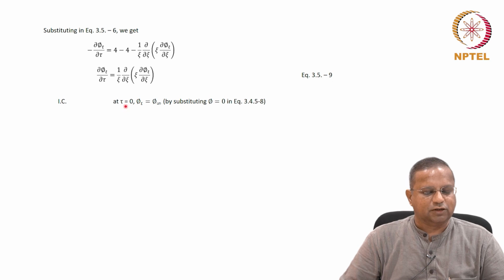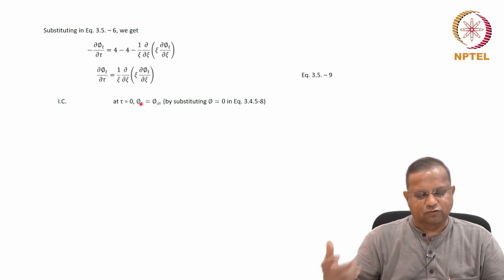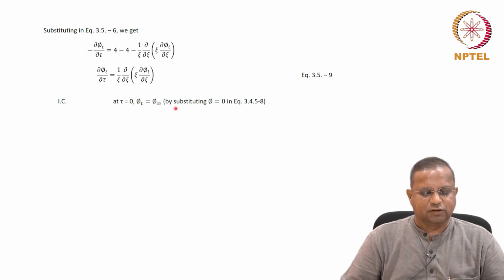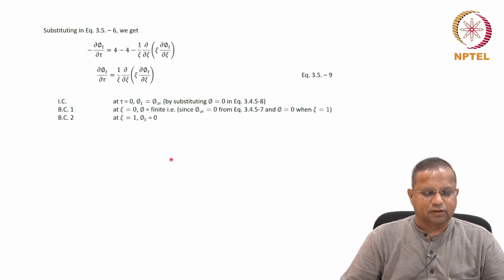Now the initial condition is at τ equals 0, φ̃ equals φ∞. Because there is no flow, there is no fluctuation. There's only a steady value which would be 0. And at ξ equals 0, φ is finite, since φ∞ equals 0. And at ξ equals 1, at the wall, φ̃ equals 0. This is the second boundary condition.